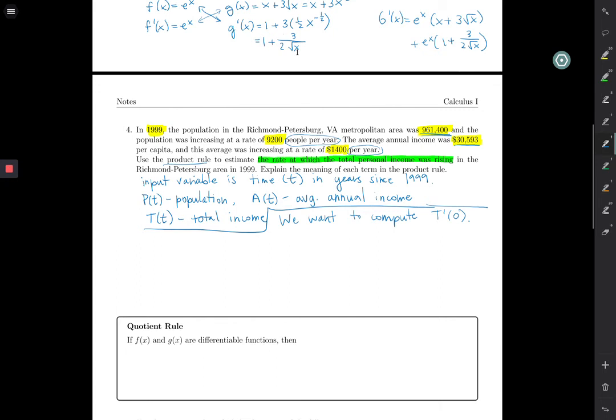Okay, now let's write down the information that we're given in the problem in terms of the labels that we've now given for everything. So let's see. So P, the population was this amount in 1999, so that means P of 0 is going to be 961,400.